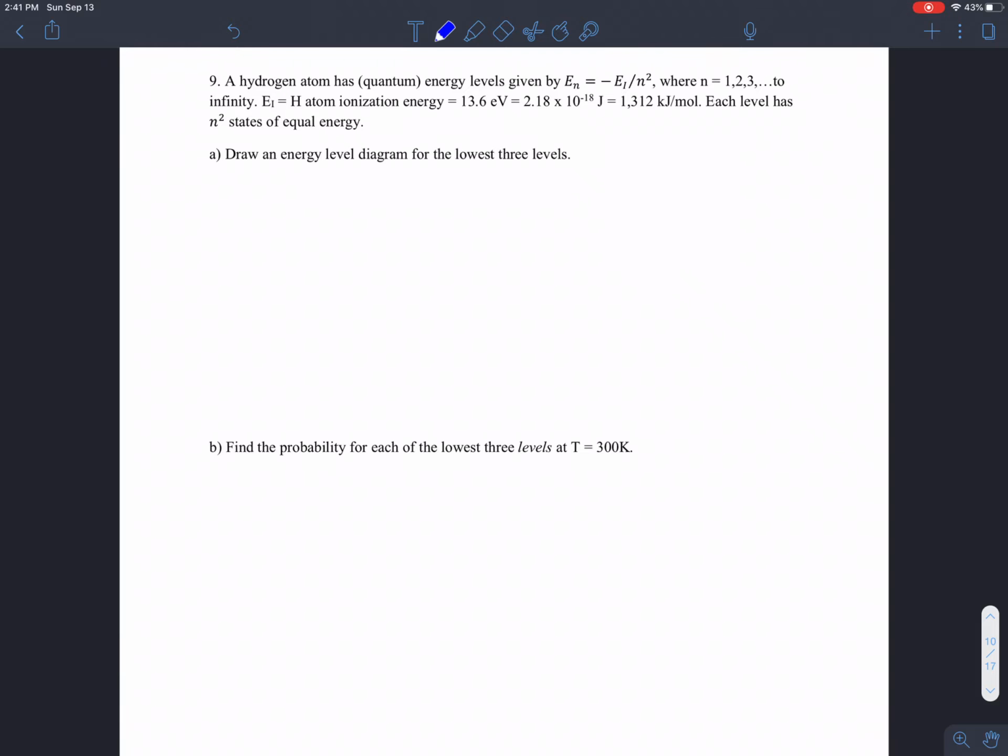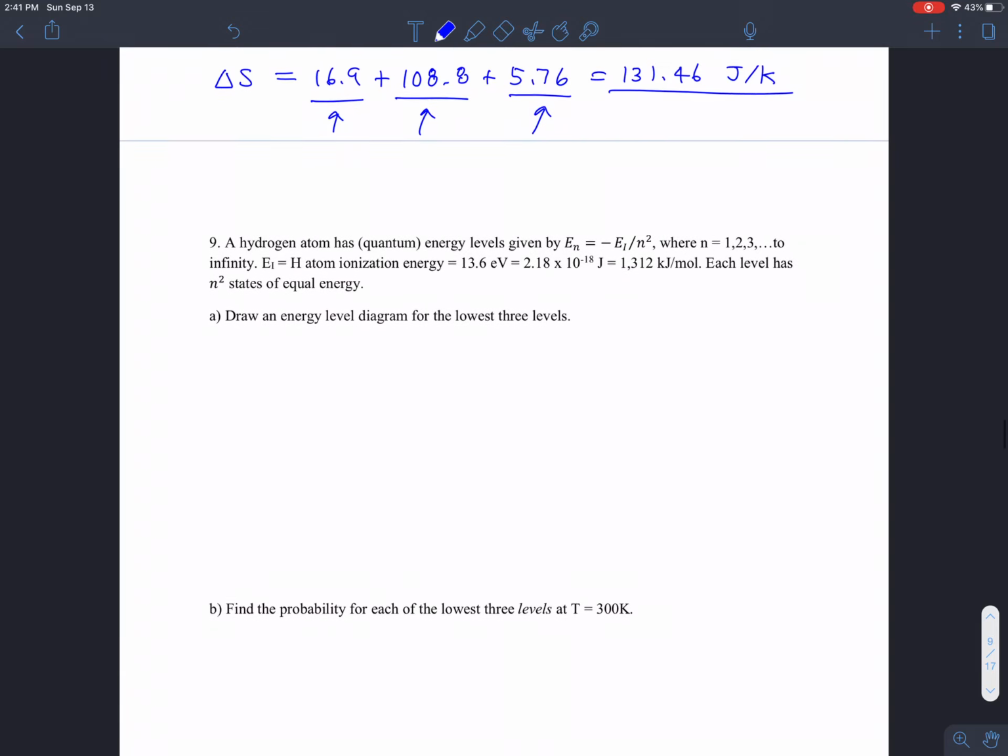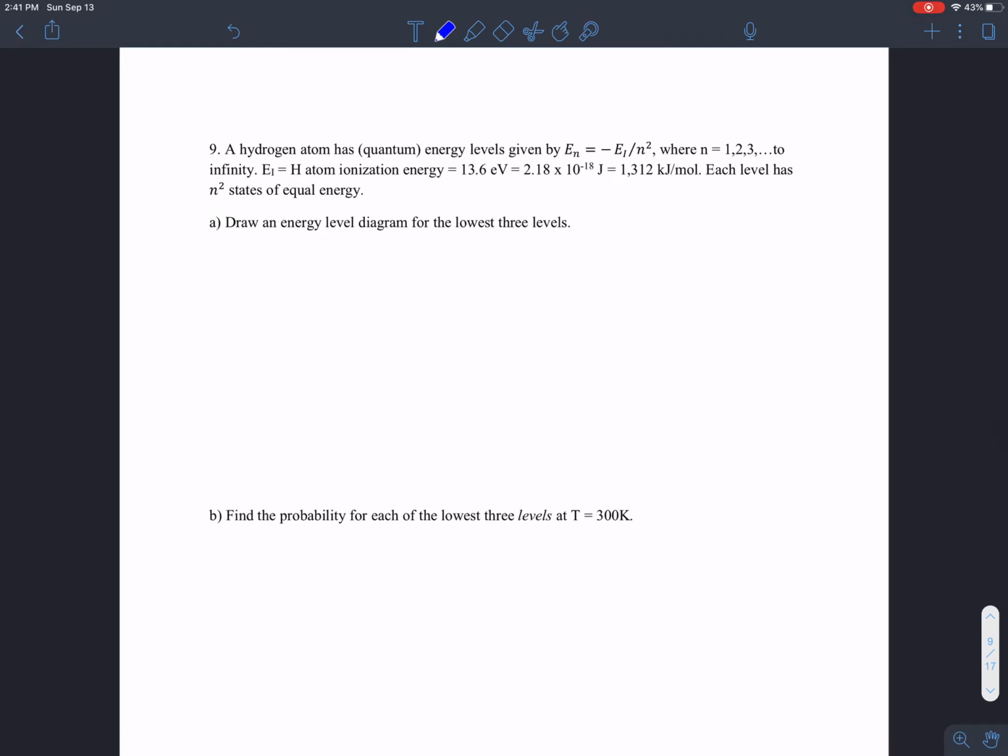All right, last problem for this quite long practice exam. This is a probability quantum level kind of problem, and for this particular case I chose to use an explicit quantum system, a hydrogen atom, in order to again illustrate how the probability business of the Boltzmann distribution actually works.